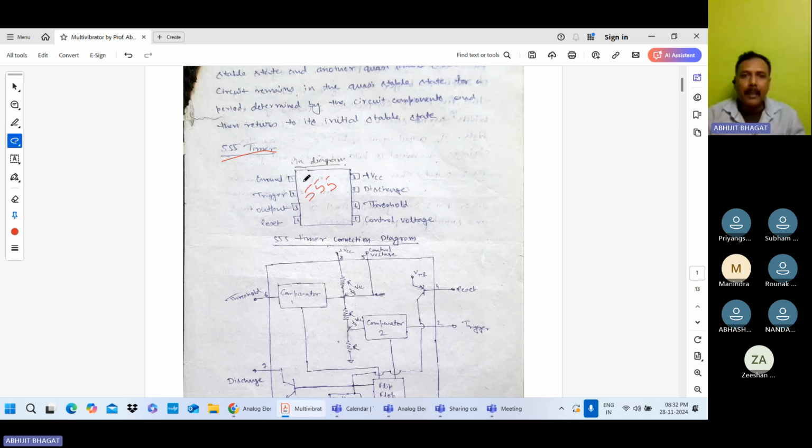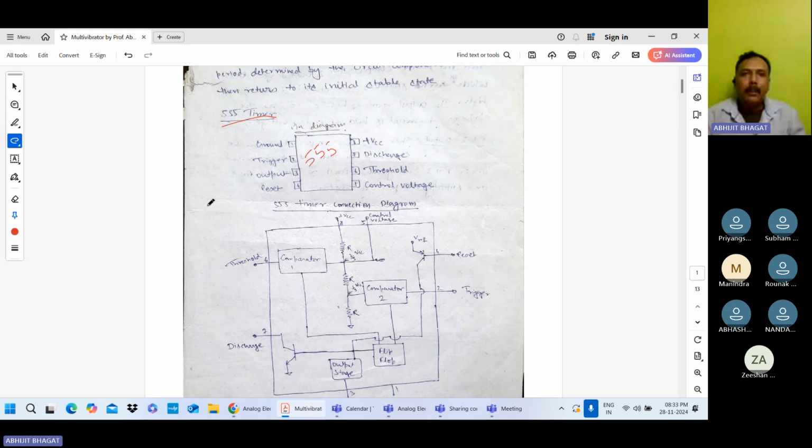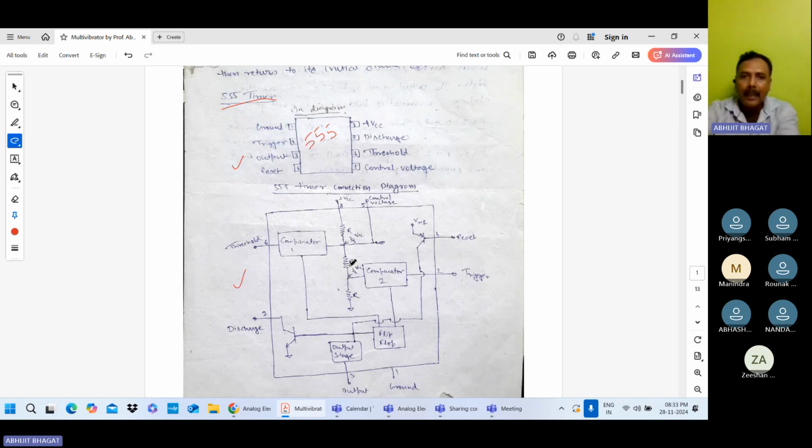We already discussed in the last classes the pin configuration, and this is the internal circuit of the 555 timer. For remembering this type of circuit, you need to draw it. I hope everyone draws the circuit. I already explained the circuit in the last classes. In the 555 timer IC, there are two comparators, one flip-flop, some transistors, and a number of resistors. So this is about the 555 timer IC.